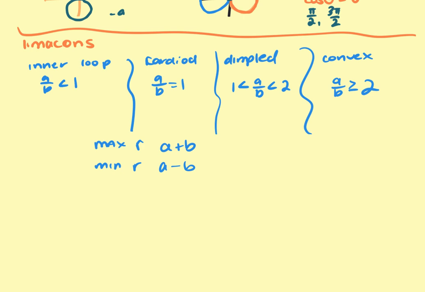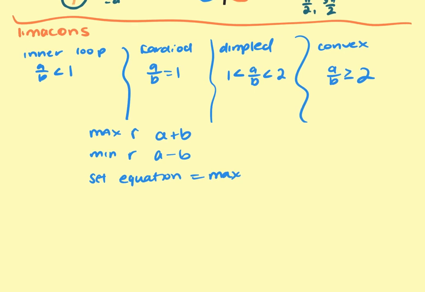Your symmetry, again, could help you knowing which direction it faces. If I know it's sine, then my little inner loop or whatever is at the top or the bottom. If it's cosine, it's on the right or the left. If I wanted to figure out where the big part is, I can set the equation equal to your max, and then you find where your big rounded part is, and you know your loop or dimple or whatever happens opposite it. So those things can help you out. Also ignore the sign for the maximum.